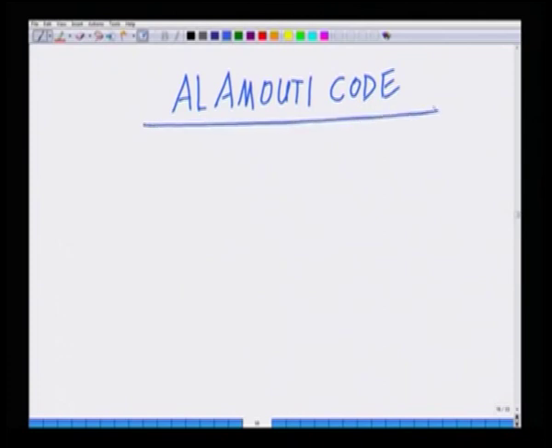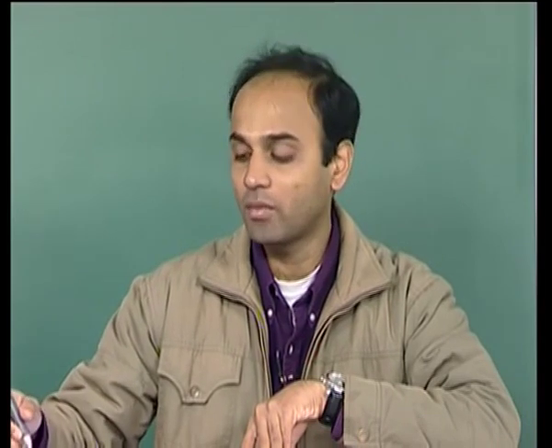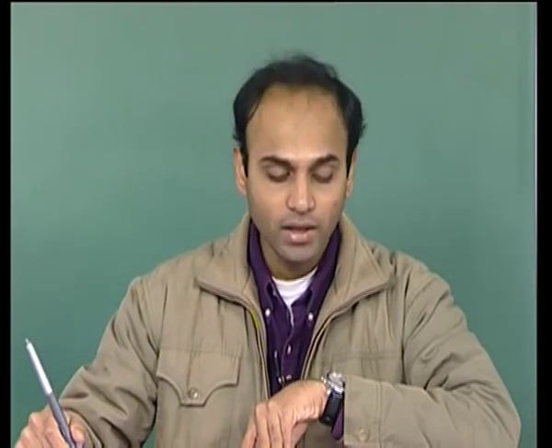Before I start with the description of the Alamuti code, I want to mention something. I am going to consider a 1 cross 2 system. It is not exactly a MIMO system, it is rather multiple transmit antennas, one receive antenna. We have not dealt with this kind of system explicitly before. We have seen multiple receive antennas, single transmit antenna, but we have not looked at what happens when you have multiple transmit antennas, single receive antenna.